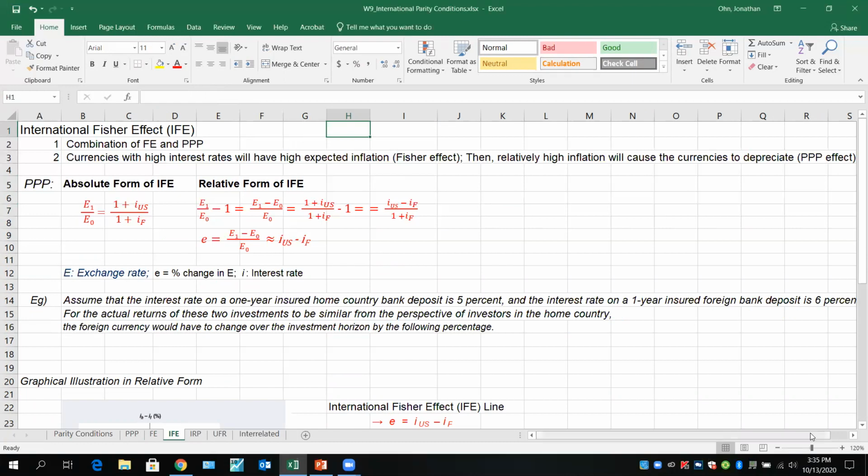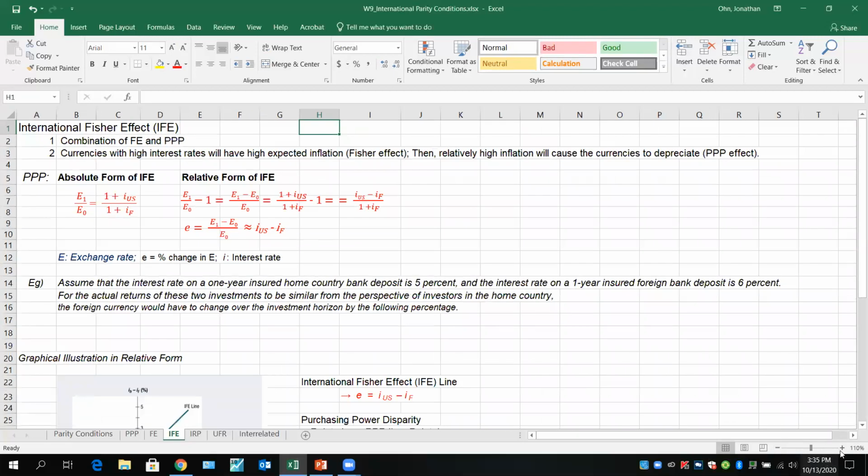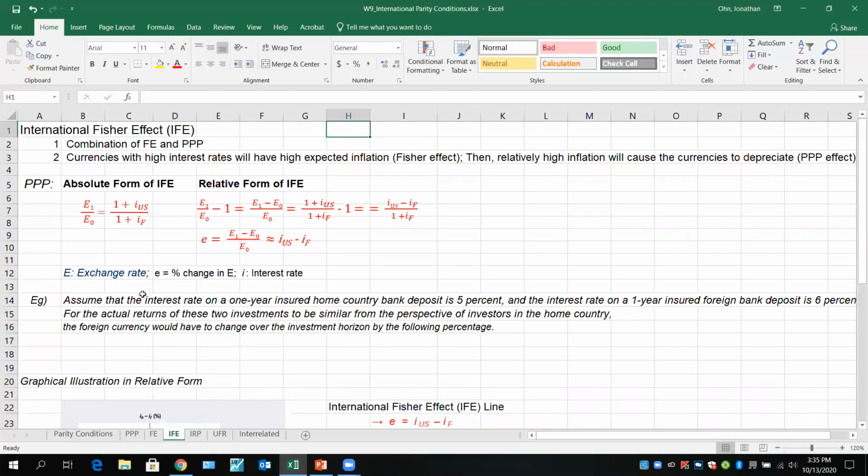Okay, so let's apply this to answer questions. Assume the interest rate on a 1-year insured home country, US bank deposit is 5%, and the interest rate on a 1-year insured foreign bank deposit is 6%. For the actual return of these two investments to be similar from the perspective of investors in the home country, the foreign currency would have to change over the investment horizon by the following percentage. Okay, look at this.